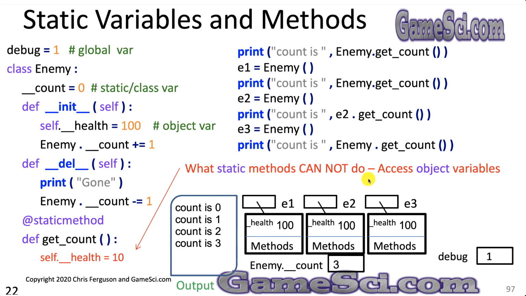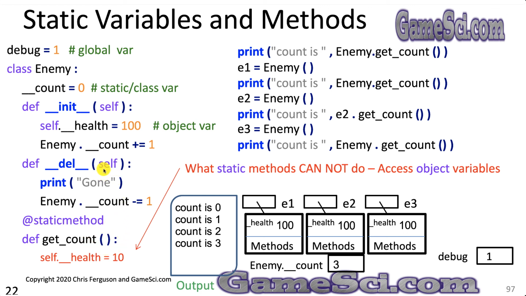What can static methods not do? They cannot access object variables. I did this line of code in red because it's a bad line of code. Self.__health equals 10. Since getCount needs to be able to run without an object, you cannot access object variables. The other reason you can't do it is there is no self parameter.